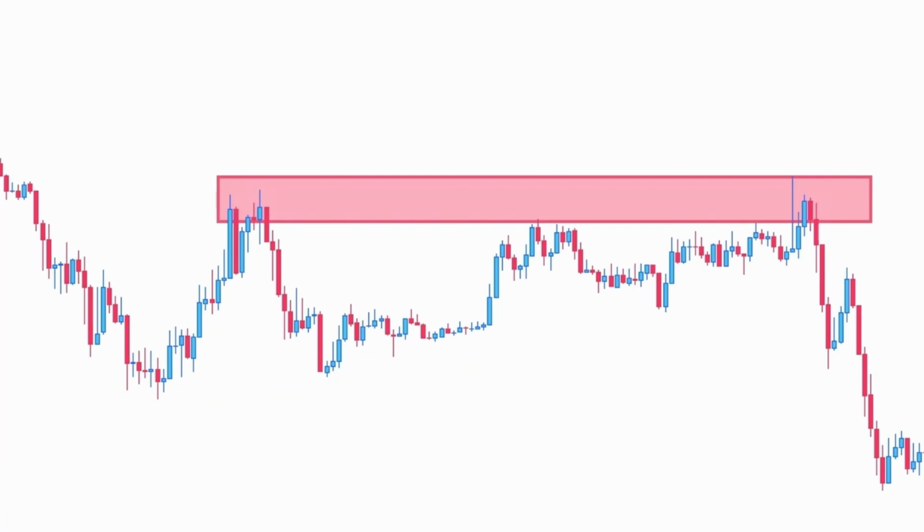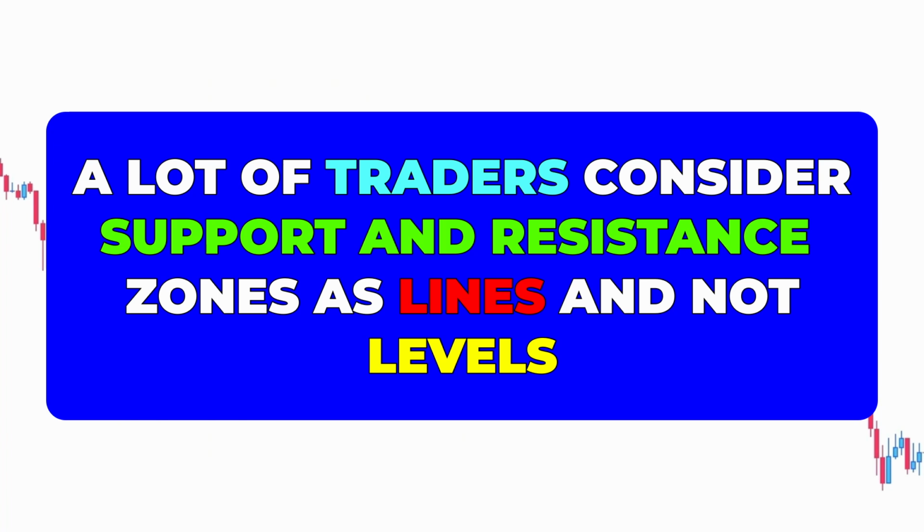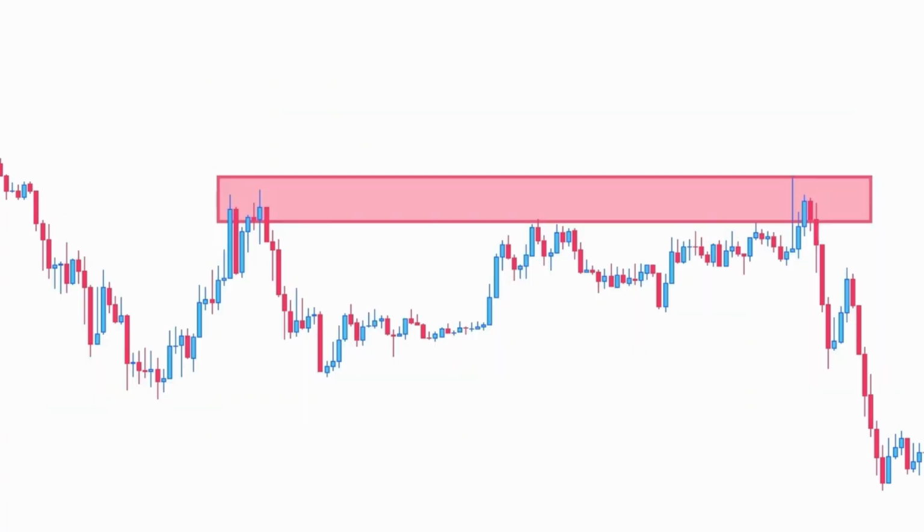There's an important thing about the support and resistance zones that you must know. A lot of traders consider the support and resistance zones as lines and not the zones. This is where they make a mistake and end up making heavy losses at times. Let us learn this through an example.